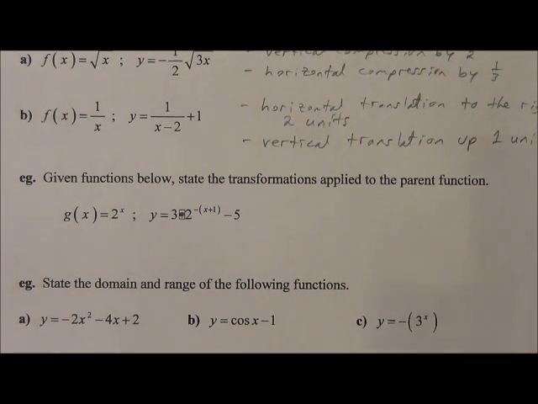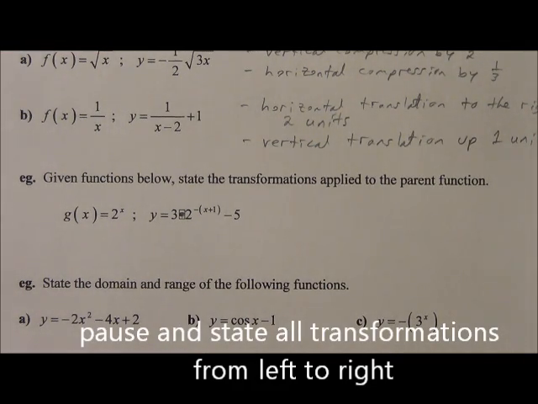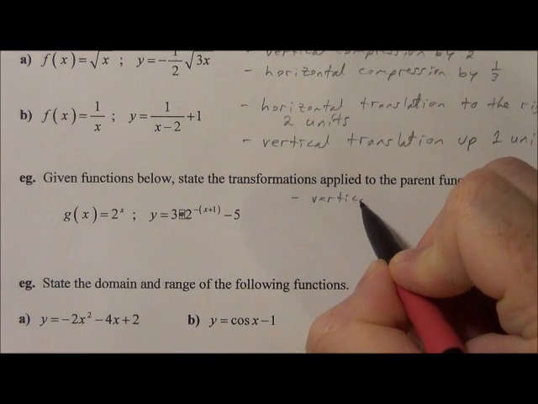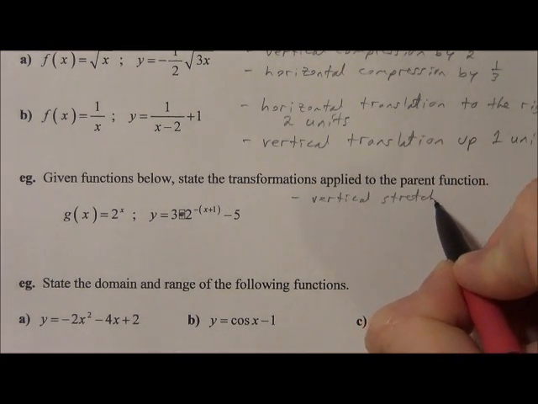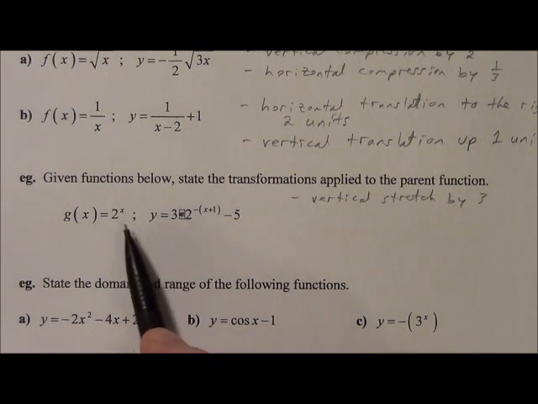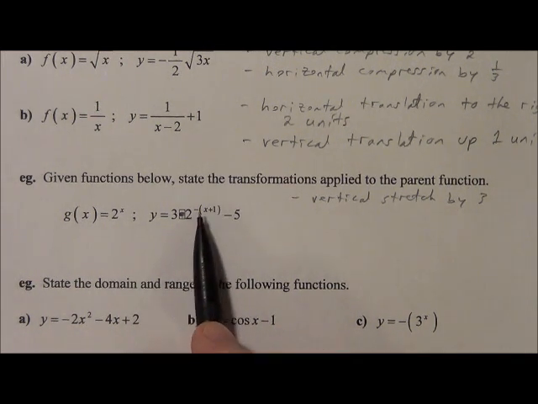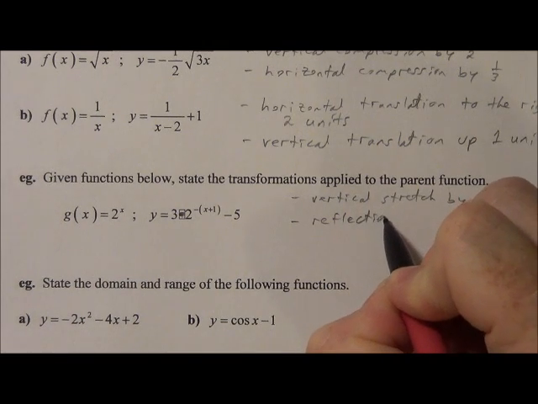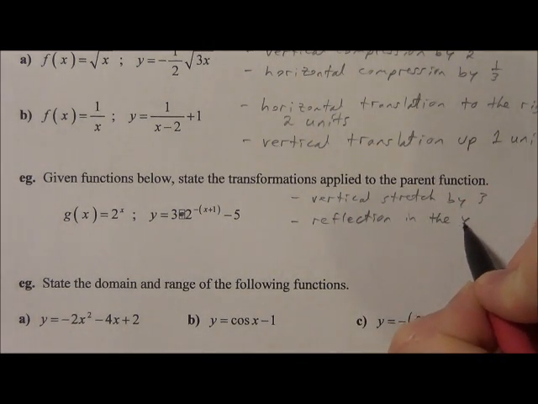So now we just have to go left to right and work out all the transformations. What does that 3 do to the original parent function? That's a vertical stretch by 3. Now this is the base of the original exponential function, so you just leave that alone. That is part of the parent function. So now we go up into the exponent, and we see that there's a negative there. What does that negative do when it's up in with the x? That's a reflection in the y-axis.